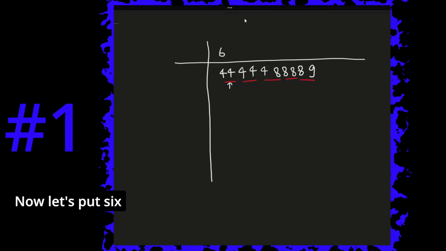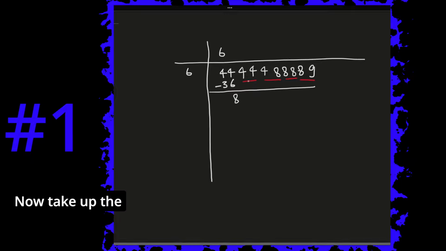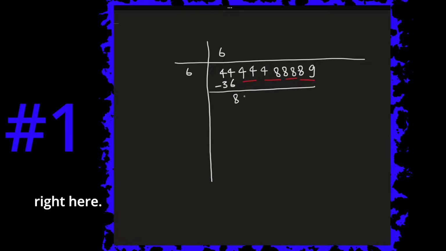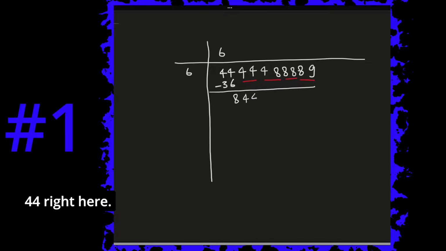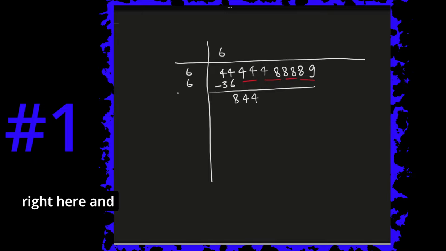Okay. Now let's put 6 right here, and we will put a 6 right here also. Now the square of 6 goes right here. Now subtract it. So it will become 8. Now take up the next pair and write it here. So 44. Now write 44 right here. Okay. Just take it down. And let's put 6 right here and add them together. So it becomes 12, right?